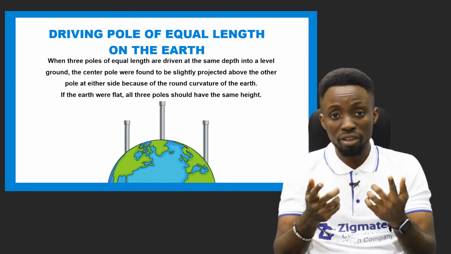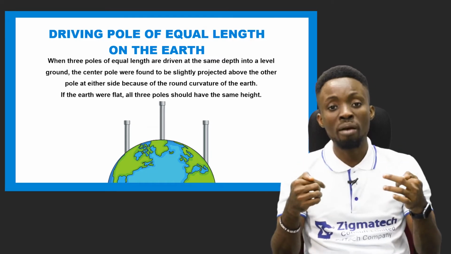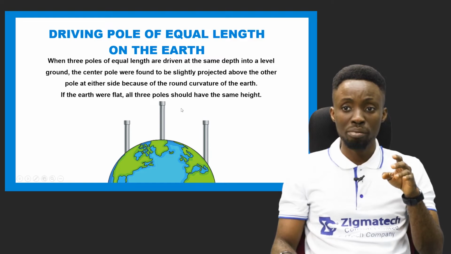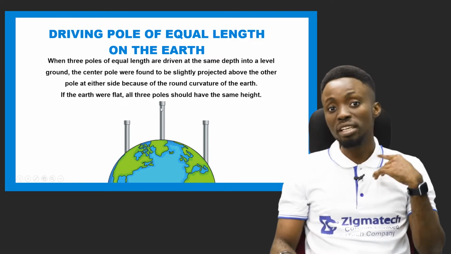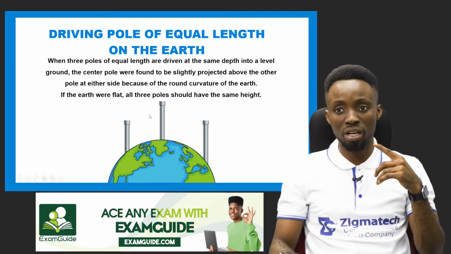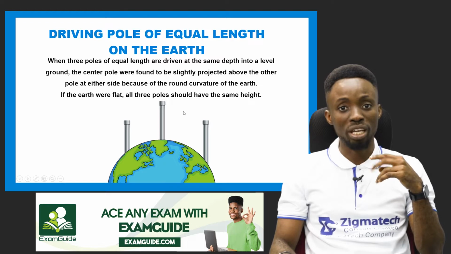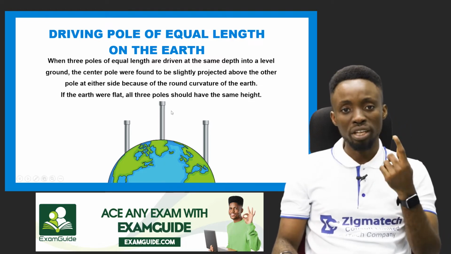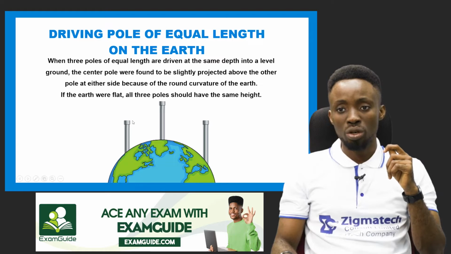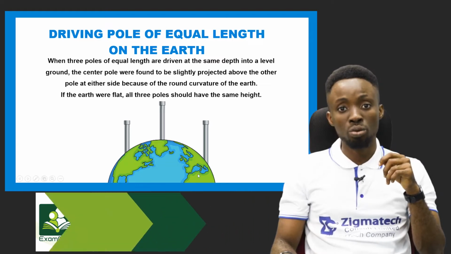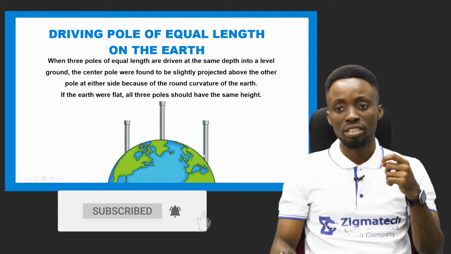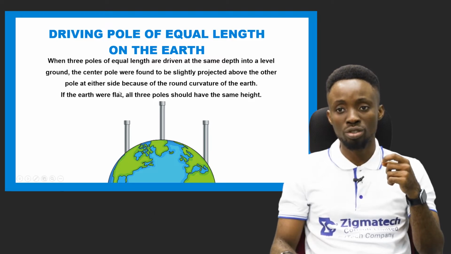If the Earth is actually flat, when we view this, we are meant to see these 3 poles on the same level. But since they are not on the same level from the eye of an observer, it definitely means that the Earth is what? The Earth is round and not what? Flat, because being flat is supposed to make us what? View these poles on the same level.